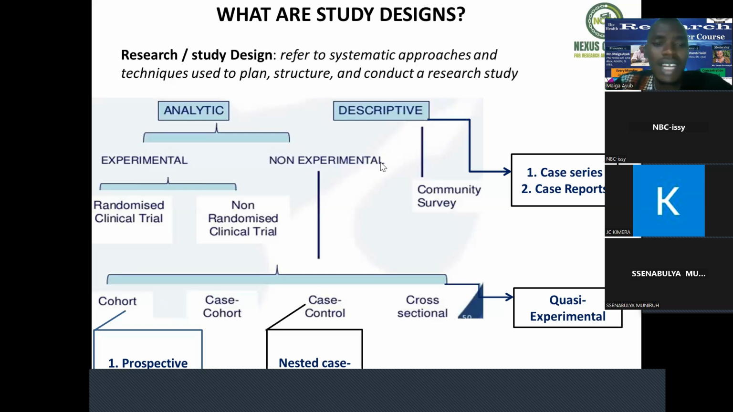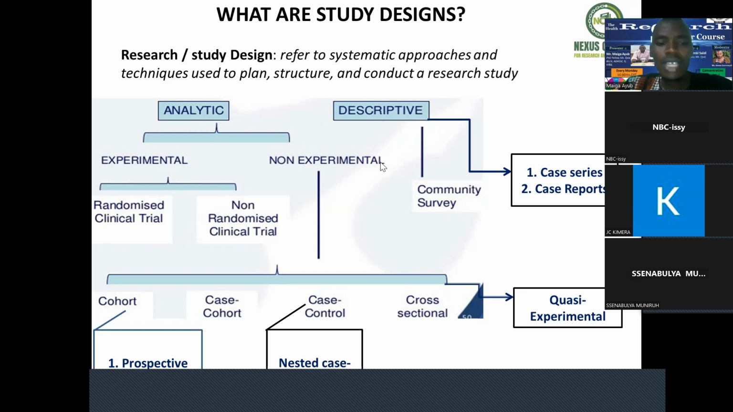And then if we go to the other arm, which is the analytical studies, we have experimental and non-experimental. You've been hearing about the RCT, the randomized clinical trials, and also the non-randomized clinical trials. Clinical trials are research designs that enable you to come up with maybe new drugs. You've heard of researchers wanting to come up with a new drug. Usually they do what we call experimental studies. These can either be randomized, whereby the participants allocated to the different arms of intervention are randomized, or not randomized. We shall see it later as we go down into our slides.